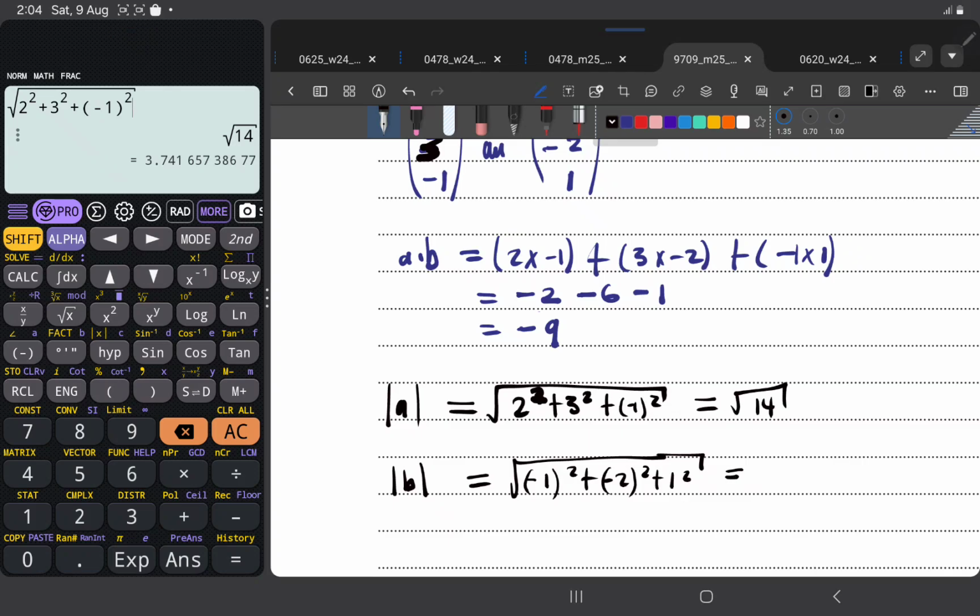Then this is equal to, what is the square root of this other one now? Square root of minus 1 squared, we have it. Then square root of minus 2, then of 1. So square root of, this is actually negative 2 all squared. Then this will be a 1 squared. This will give you root of 6.